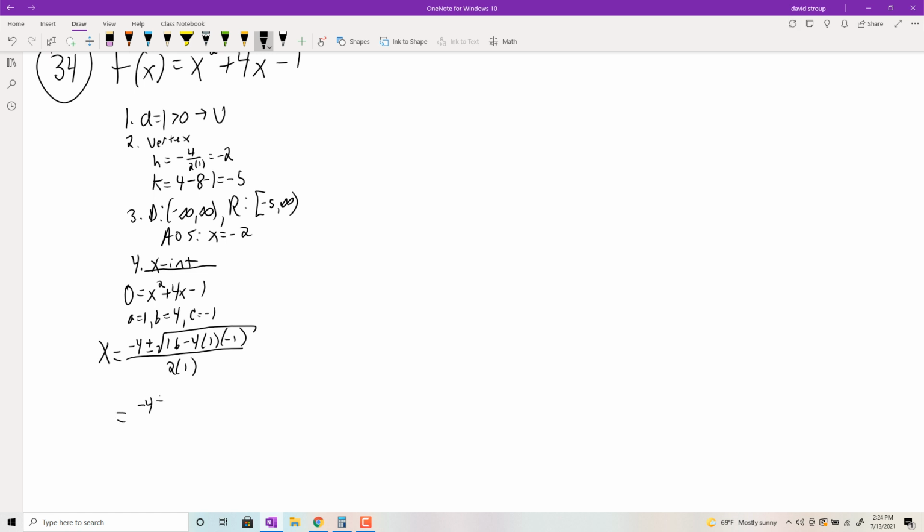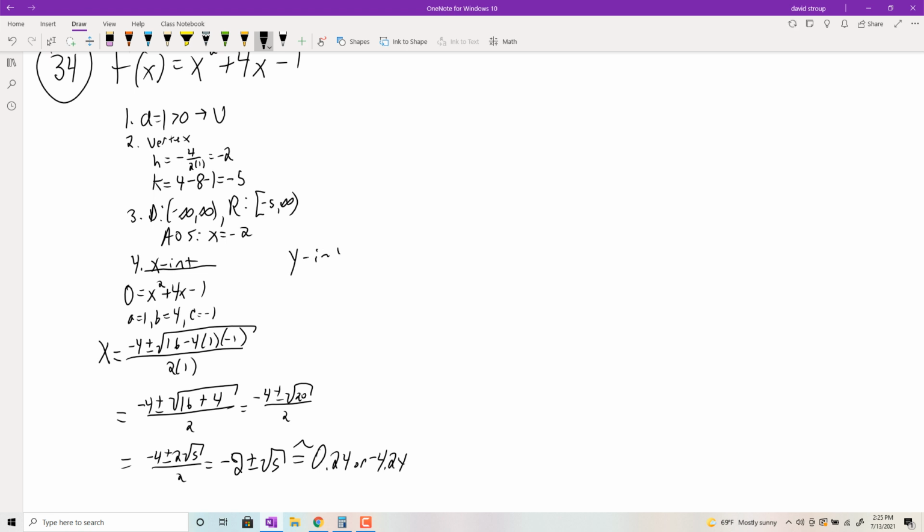So this will be negative 4 plus or minus the square root of 16 now plus 4, all over 2. So that would be negative 4 plus or minus square root 20 over 2. So negative 4 plus or minus 2 root 5, all over 2. And you can simplify that, negative 2 plus or minus root 5. And then I'm going to get some approximations to graph it, 0.24 or negative 4.24. Y-intercept, much easier, just let x equal 0, so y will equal negative 1. So you get y-intercept 0, negative 1.